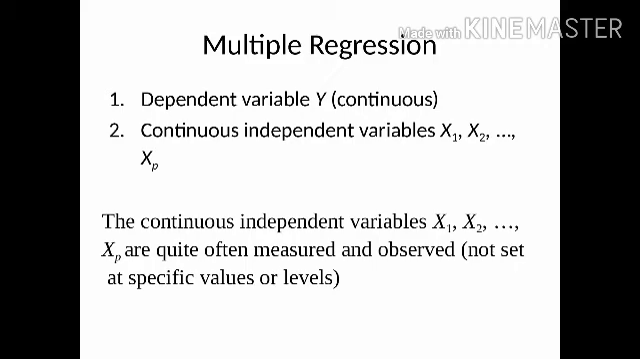Here you can see the multiple regression process. In multiple regression, the dependent variable y should be continuous, and continuous independent variables x1, x2, etc., xp are taken. The continuous independent variables x1, x2, etc., xp are quite often measured and observed.